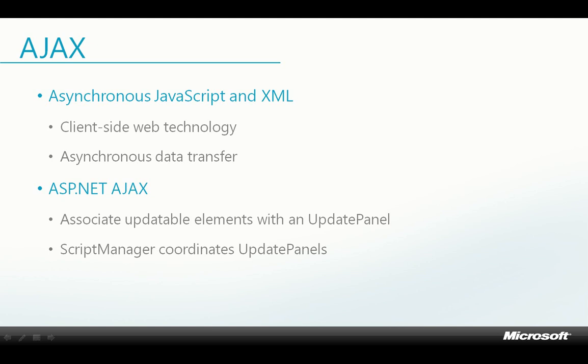ASP.NET Ajax, that's Microsoft's implementation of Ajax, lets you implement partial page rendering without writing client script. To do that, you identify the parts of the page that are updatable and you add them to a server control called the update panel. And then postbacks from controls that are inside the update panel will cause asynchronous postback behind the scenes and only a partial page update. Then a script manager control coordinates all the update panels on one page.